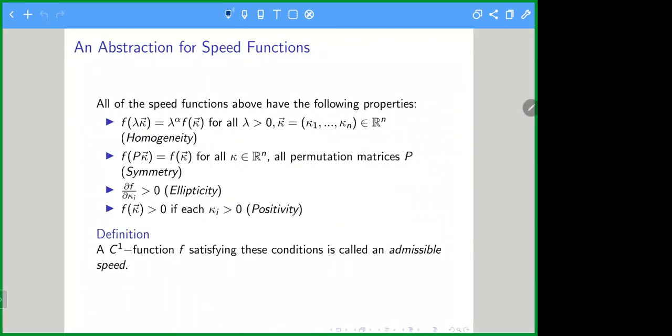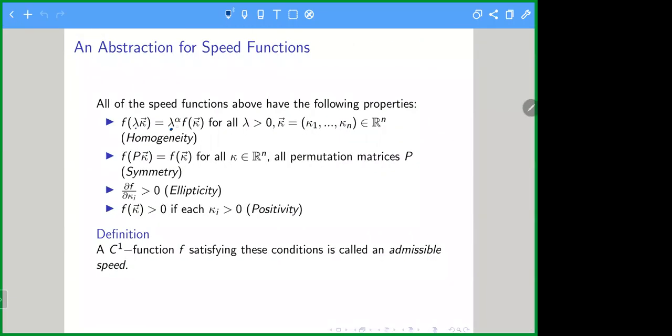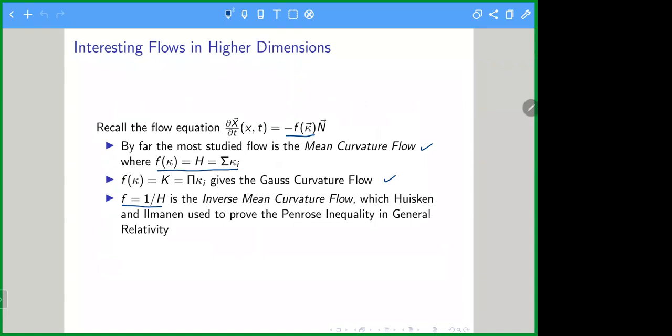This is how I abstract my speed function, for all the examples I've shown you. If you multiply each of the principal curvatures by some number lambda, then the speed itself scales by lambda to some power. This condition is called the homogeneity condition, lambda to some alpha-th power. For instance, the mean curvature has alpha equals 1. Gauss curvature has alpha equals k, the dimension. Inverse mean curvature has alpha equals -1, and so on.